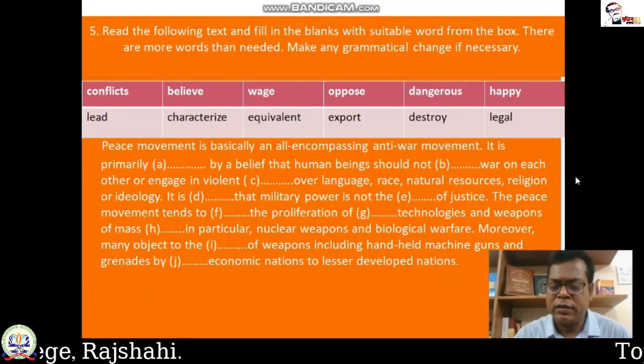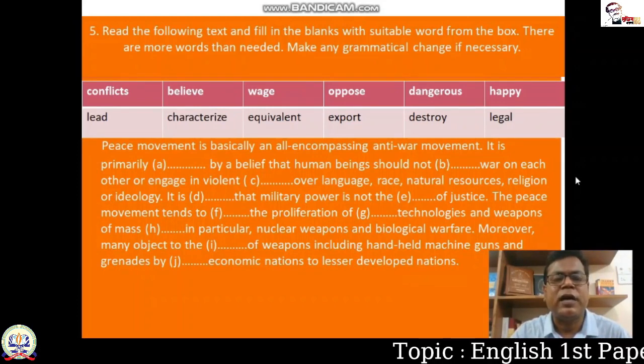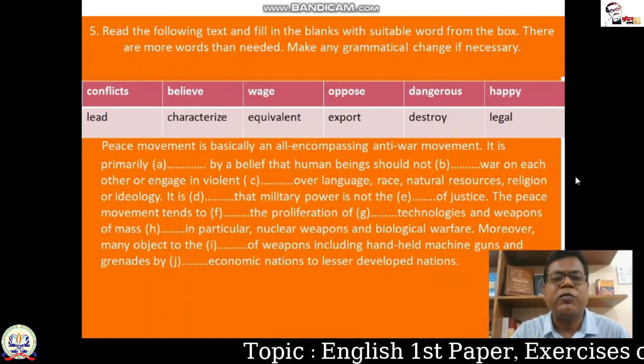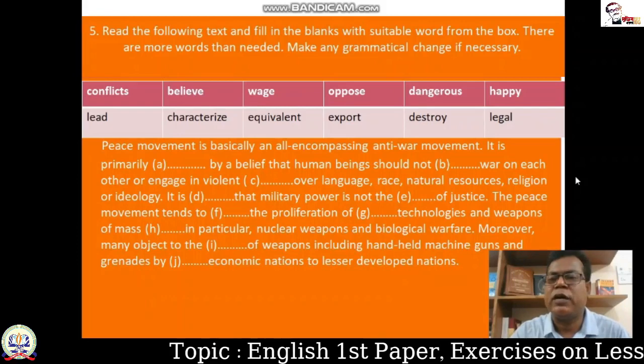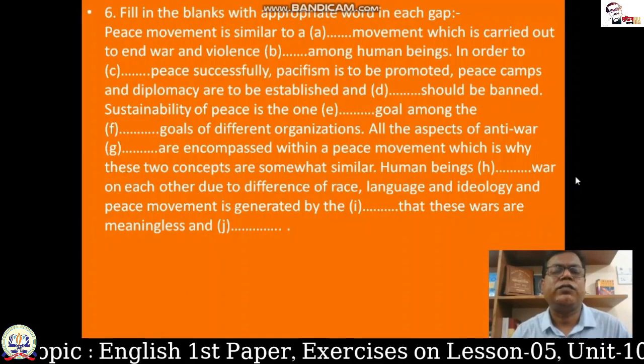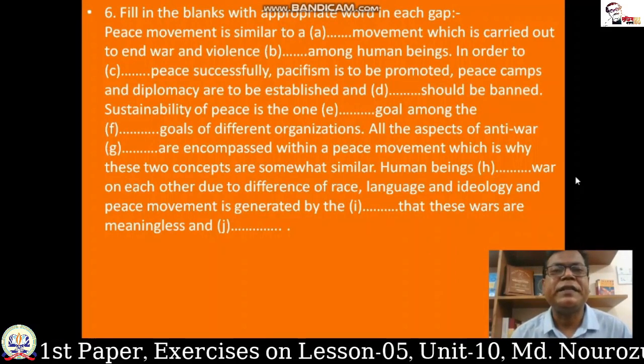Dear students, in the next page you will get the solution to this question. I mean, close test with clue. Okay, so I'm going to the last item, question number 6, close test without clue. For this question, you will find no clue or hint.